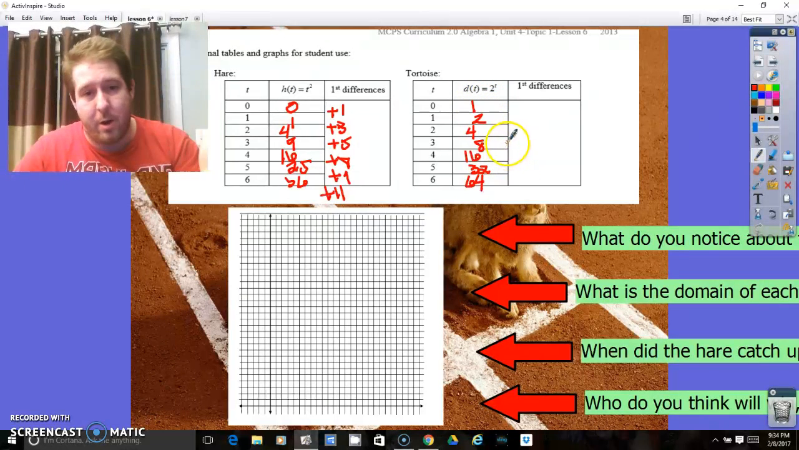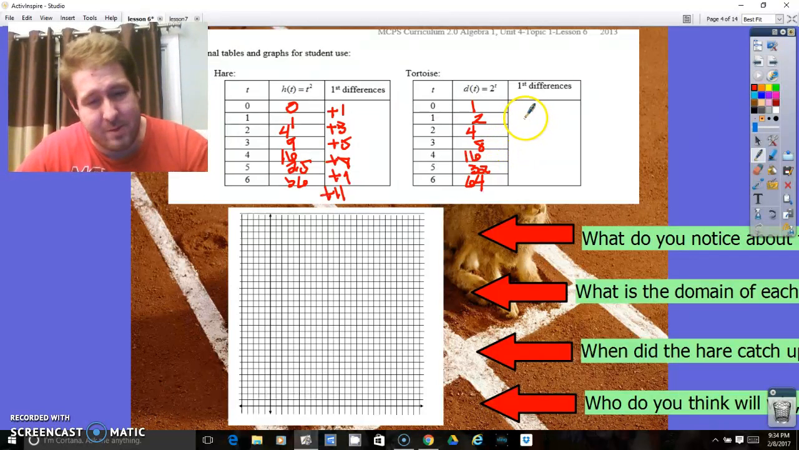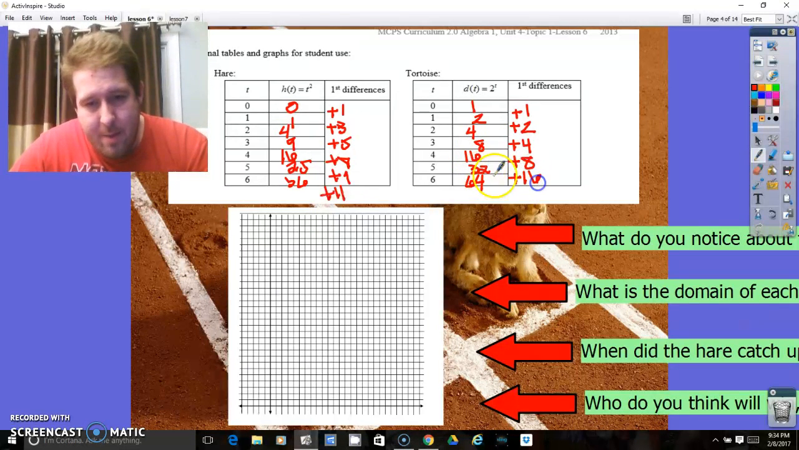I'm going to do something pretty weird right now, which is I'm going to actually list the differences, because rate of change has to do with differences. So this is plus 1, and then it goes to plus 2, and then plus 4, and then plus 8, and then plus 16, and then plus 32.